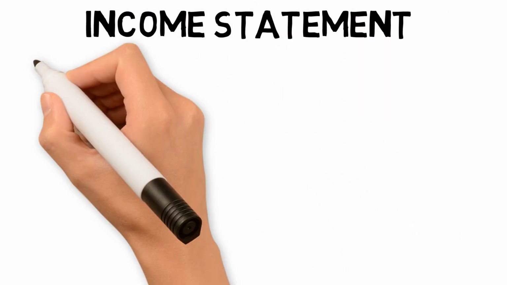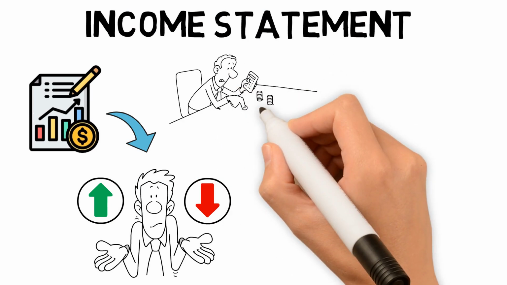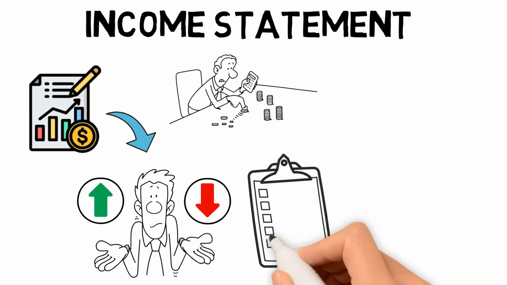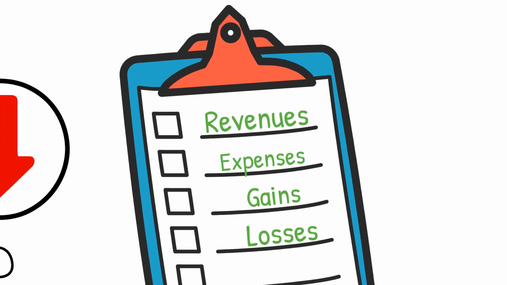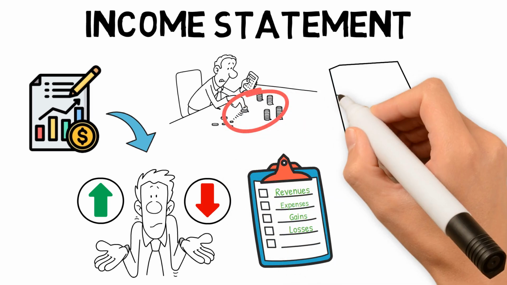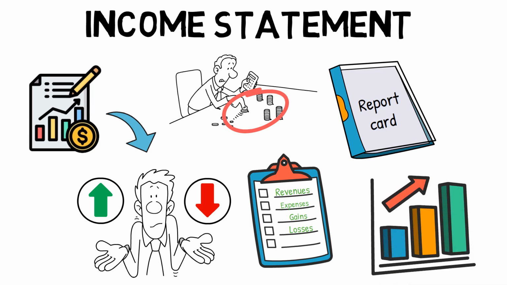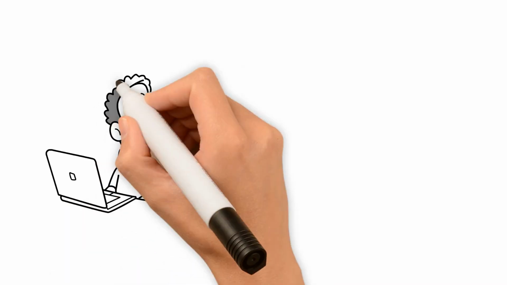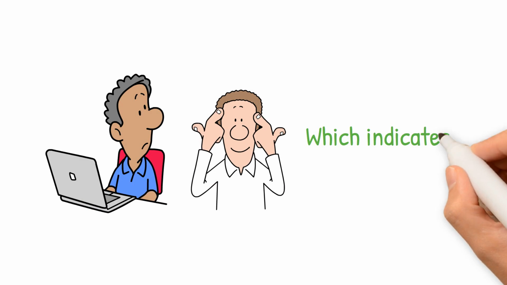The income statement, also known as the profit and loss statement, measures the financial performance of an organization over a specific period. It lists the revenues, expenses, gains, and losses, culminating in the net income or net loss for that period. Imagine it as a report card for the business's operational performance. Revenues and gains increase the overall performance, while expenses and losses detract from it. The ultimate goal is to have a positive net income, which indicates profitability.